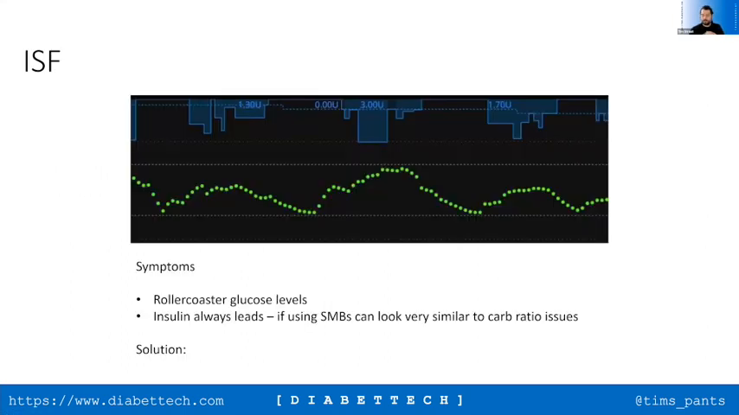So just using an example here, this is actually from Loop Tips. You may have seen it already, but if you haven't, that's fine. What we're looking at is a roller coaster glucose level. We've got insulin leading. If you're using SMBs, it may look like there are boluses occurring here in these zones. But what does this tell us, and what should we do?